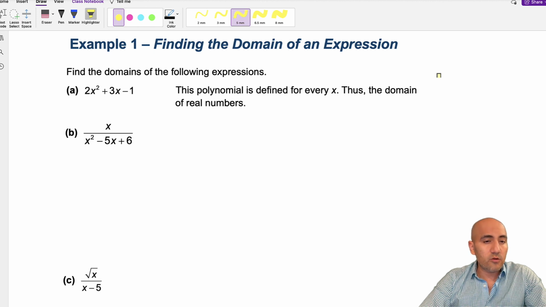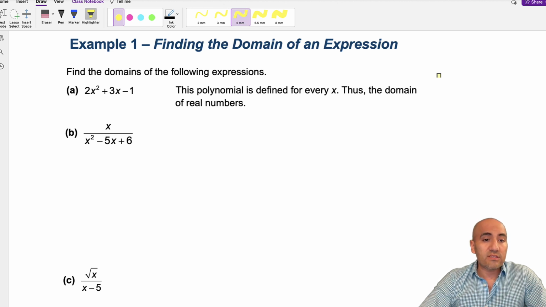For part B, it gets a little bit more complicated. We have x divided by x squared minus 5x plus 6. So clearly a giant fraction, so we have to be thinking, are we dividing by 0 somehow? So we have to think to ourselves, what value of x would result in a 0 in the denominator, right? So very importantly, it's not that x cannot be 0, it's that the fraction itself cannot have a 0 in the denominator, right? So x equals 0 is fine.